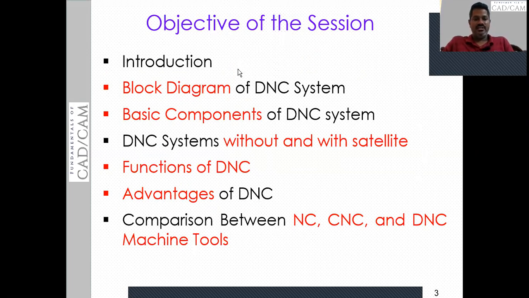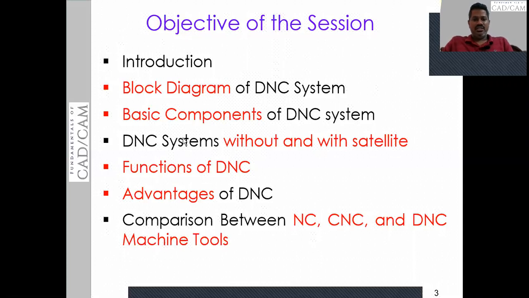We will discuss the introduction, working, and the basic components of the DNC system, how the components are connected in DNC, what elements are involved in DNC, and what devices are in the DNC. Then we will move forward to see the functions of the DNC.